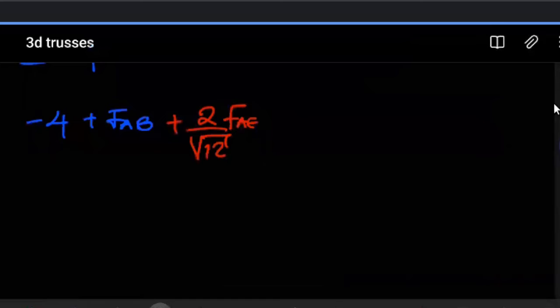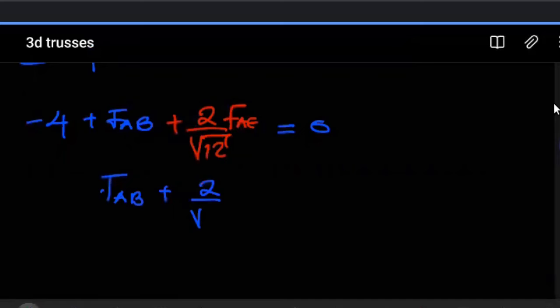So that was the last one. So we just equate this to 0. So in the end, we see that FAB plus 2 over root 12 FAE is equal to 4. So let's hold on to this for now.